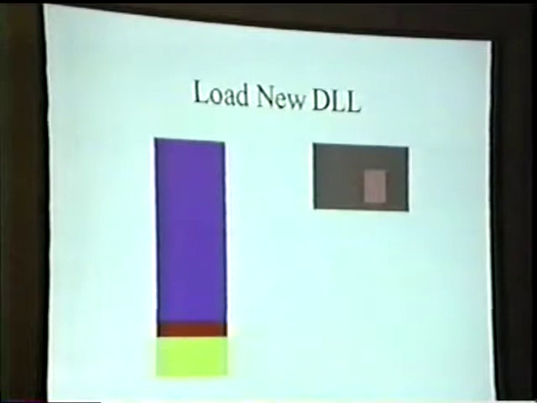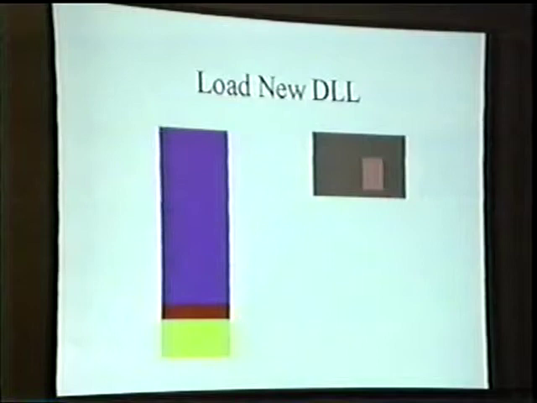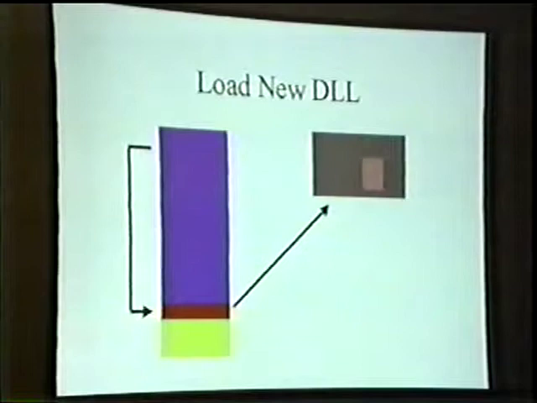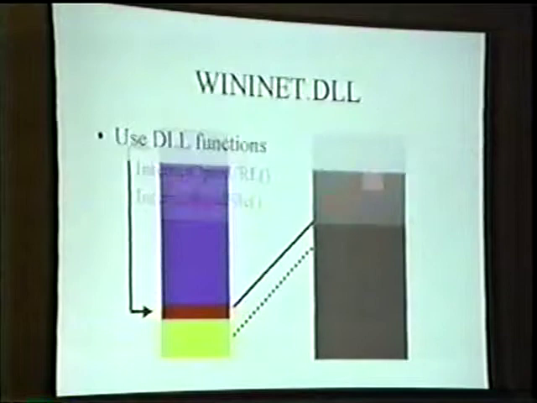Okay, so one of the other things we might want to do is load a new DLL. Let's say that there's no DLLs in memory. I already kind of covered this. I guess I didn't think I had this slide, but we have a DLL. We call LoadLibrary. We give it the ASCII name, and it actually adds a bunch of stuff to the thing.